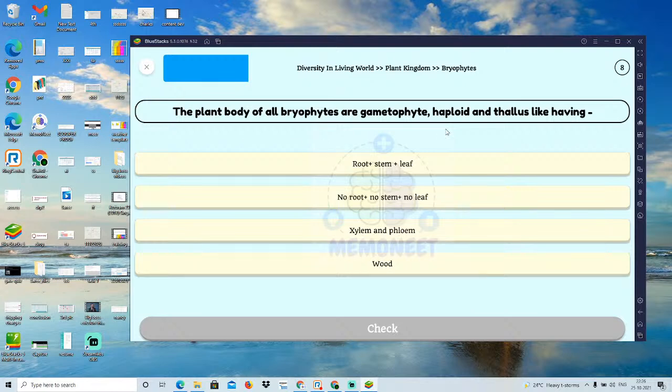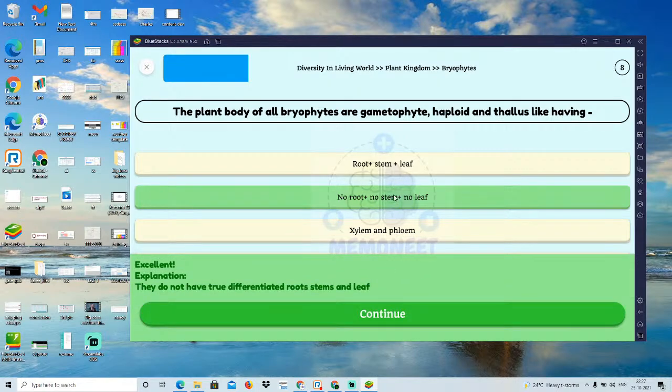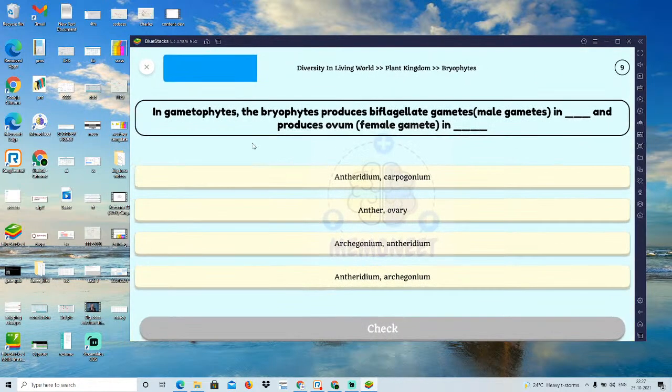The plant body of all bryophytes is gametophyte, haploid, and thallus-like, having no true root, stem or leaf. They have root-like, stem-like and leaf-like structures, but no defined root, stem and leaf. In the gametophyte, the bryophyte produces biflagellate gametes in the antheridium and produces ovum in the archegonium.